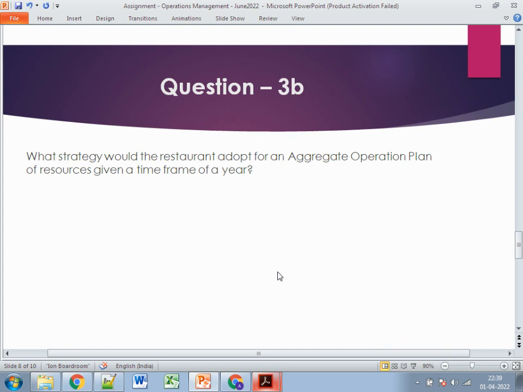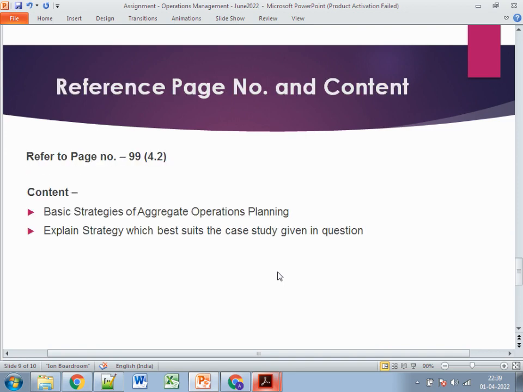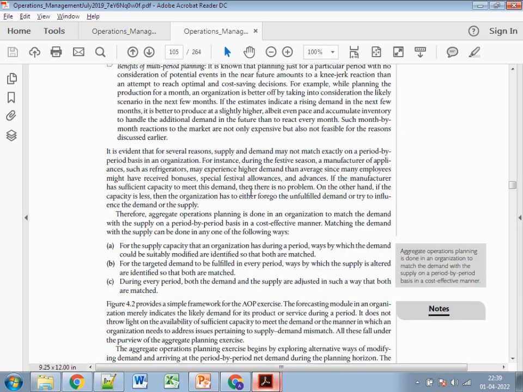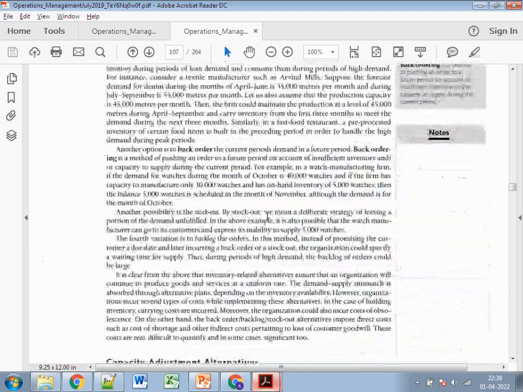Now moving to the third B question. What strategy would a restaurant adopt for an AOP plan, its aggregate operation plan of resources, giving a time frame of a year? Right. It's a straightforward question where you need to specify the AOP plan. So if I talk about the page number 99, I think it's 99.